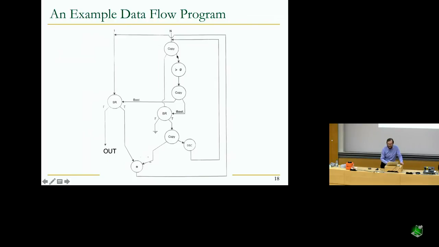N gets copied, it gets compared to greater than 0, that gets copied again, and a Boolean controls these branches over here. And if both of them are true, as you can see, you take a multiplication. And then you decrement one of the values, the secret value, and then the decremented value gets fed back, and the multiplication gets fed back over here. Anybody figured out what this is?